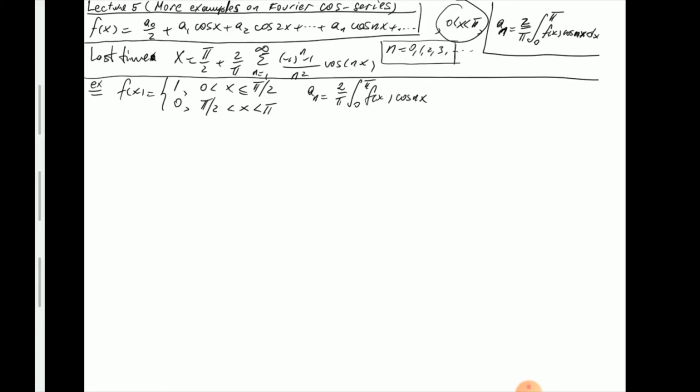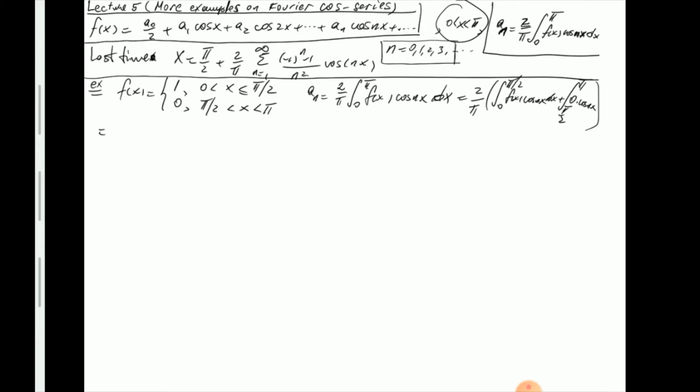Now, because the function is 0 between pi over 2 and pi, this integral can be taken only between 0 and pi over 2, right? Because you can split the integral between 0 and pi over 2, and then from pi over 2 to pi, but because the function is 0 in that interval, that second integral is going to be 0.